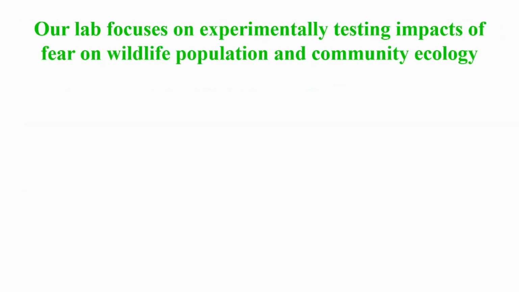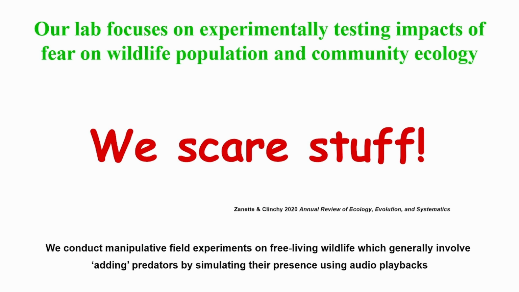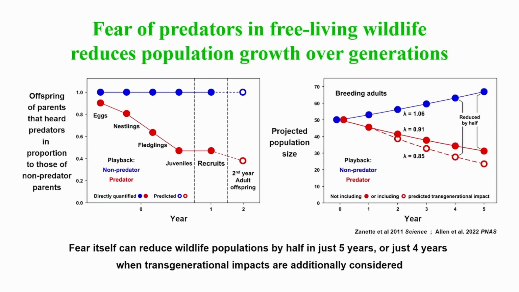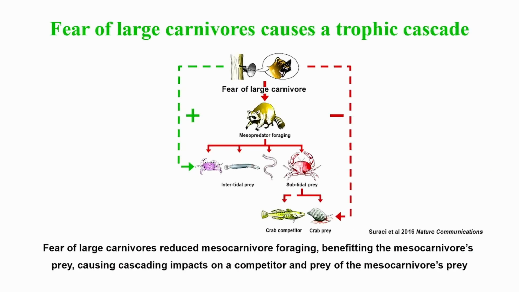Now, our lab focuses on experimentally testing the impacts of fear on wildlife population and community ecology, and to do this, we scare stuff. We conduct manipulative field experiments on free-living wildlife, which generally involve adding predators by simulating their presence using audio playbacks. We've experimentally demonstrated that fear itself can reduce wildlife populations by half in just 5 years, or just 4 years when transgenerational impacts are additionally considered. We've also experimentally demonstrated that fear of large carnivores can cause a trophic cascade by reducing mesocarnivore foraging, benefiting the mesocarnivore's prey, with cascading impacts on a competitor and prey of the mesocarnivore's prey.